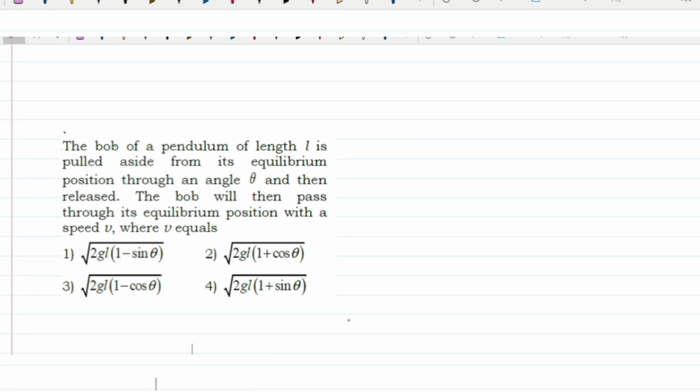The next question says a bob of a simple pendulum of length L is pulled aside from its equilibrium position through an angle theta and released. The bob then passes through the equilibrium position with a speed v, and they are asking for the velocity. Here you are taking a simple pendulum of length L. This is the length of the pendulum, and now you are pulling it aside and releasing.